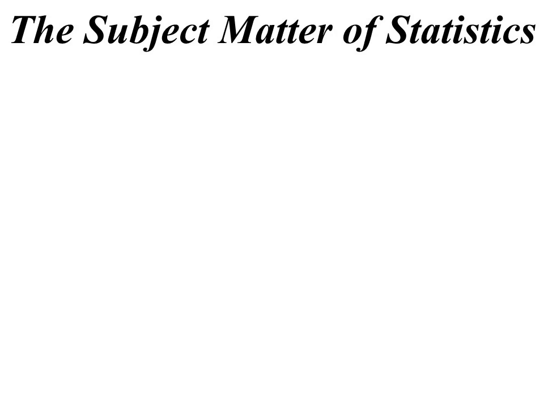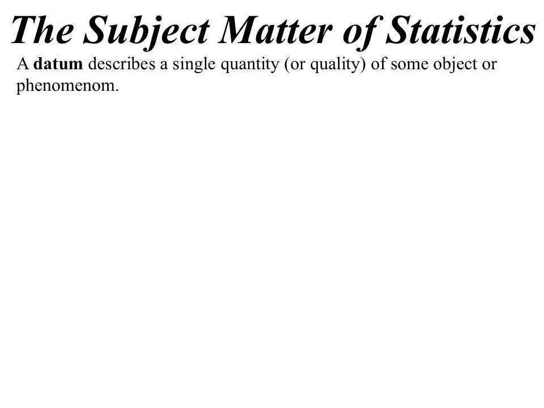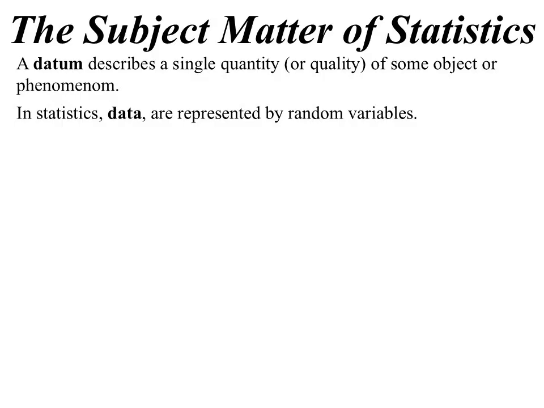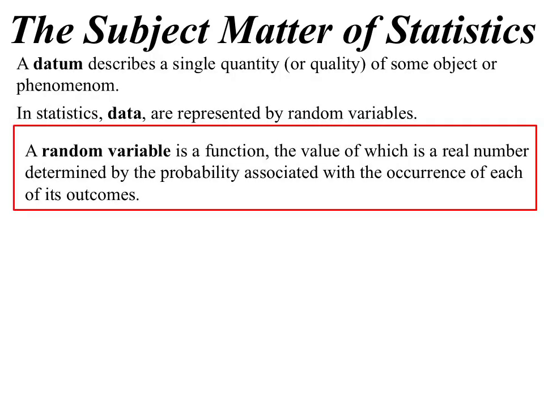Our topic of statistics. Datum, that's the singular by the way; data, when we talk about data, it's a plural. So datum is a single quantity of some object or phenomenon. Data that we tend to look at, because one piece of data is not very useful, we represent with random variables. What is a random variable?